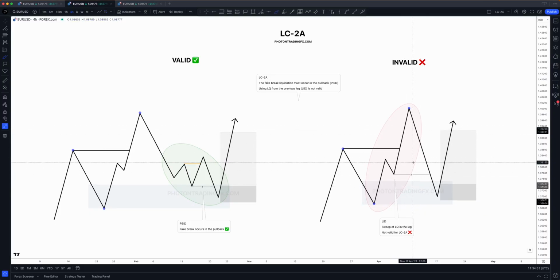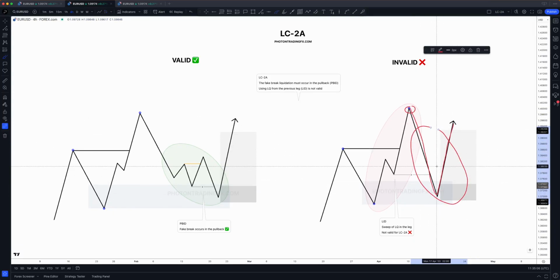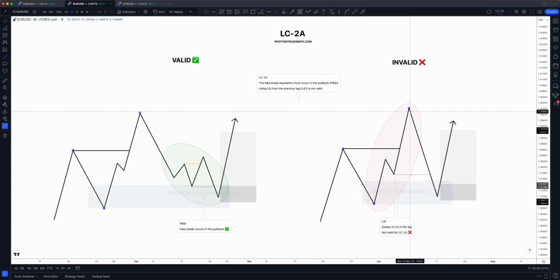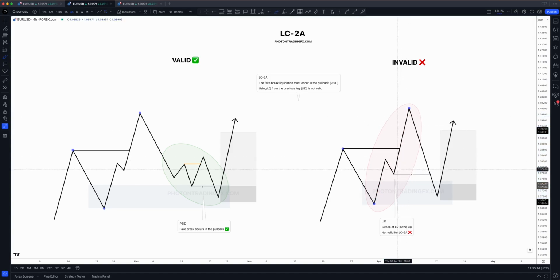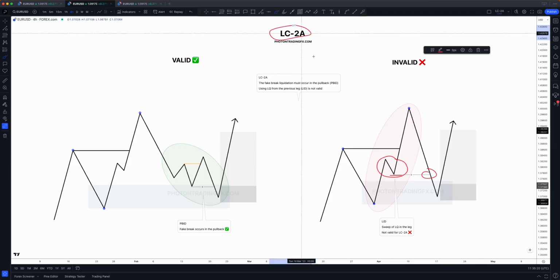This is a mistake I'm seeing quite often, and it's not valid for this specific entry model, okay? Why? Well, this is where the pullback starts from, right? Once we get the pullback here, it's just a straight movement down and a straight movement up. There is no liquidity built or taken in the pullback. The only strong liquidity that is taken, it's in the leg to the left, right? Denoted by this red area. This is the leg to the left. There is a strong low here, okay? And that has been liquidated, but that is not part of this entry model, okay?